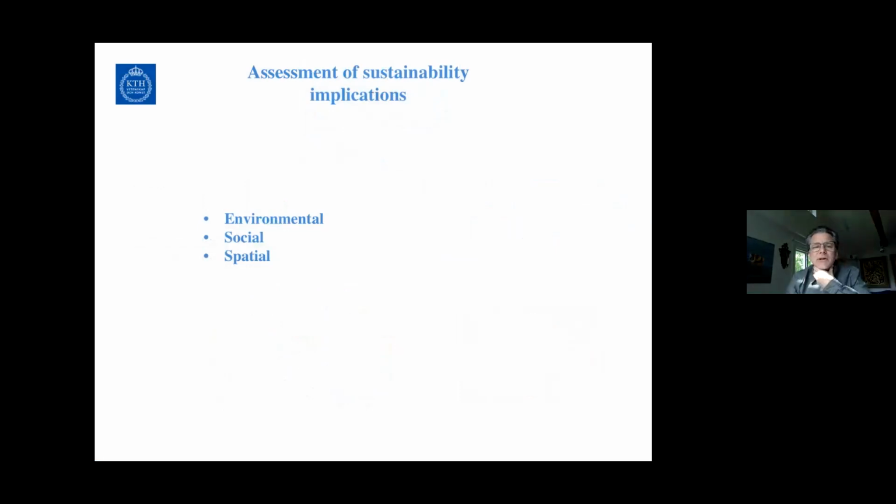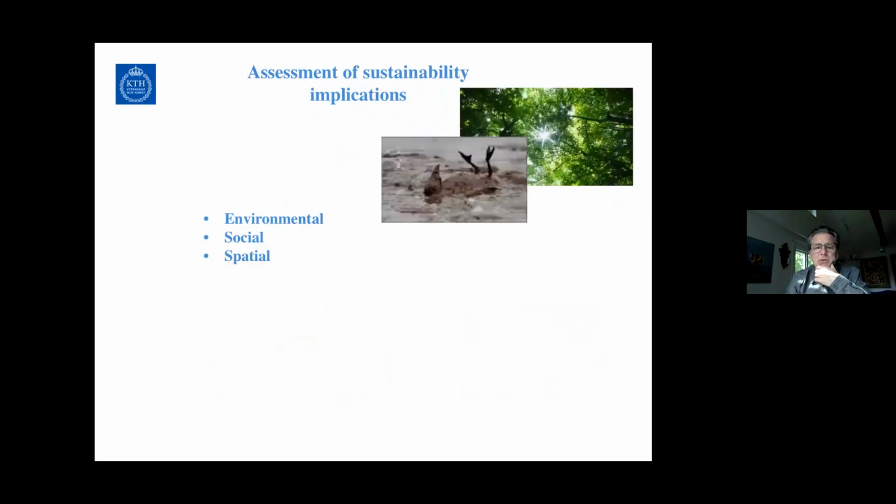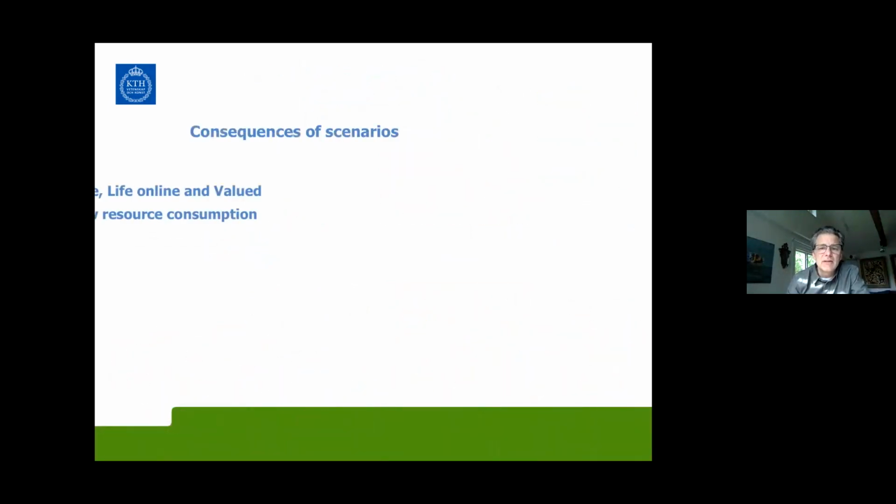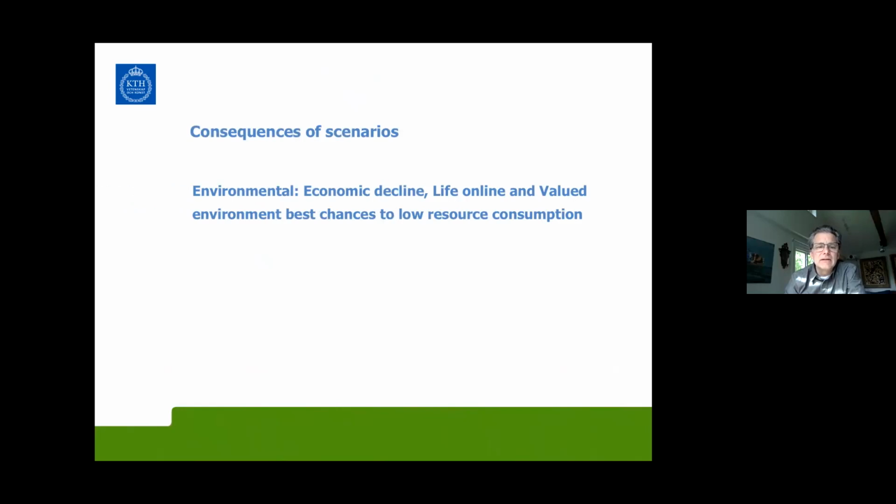We tried to do assessments of environmental, social, and spatial implications on all of those. But it is really hard, it's a special thing with assessments of scenarios, because there are so many things that are decided from the beginning and other things that you can assess. But in short, from an environmental perspective, we could see that economic decline, life online, and valued environment came better off in terms of resource consumption than the others.